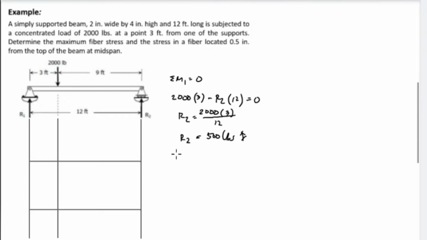We need to find the value for reaction 1 using summation of forces along y and equate that to 0. So R1 upward minus 2000 downward plus R2, which is 500, equals 0. So R1 is equal to 1500 pounds. So that's R1, which is 1500, and R2, which is equivalent to 500 pounds.